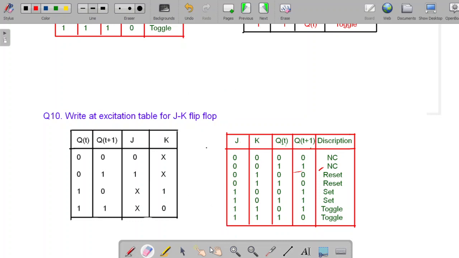Okay, we have to know one more thing, that is how to write the characteristic equation, right?